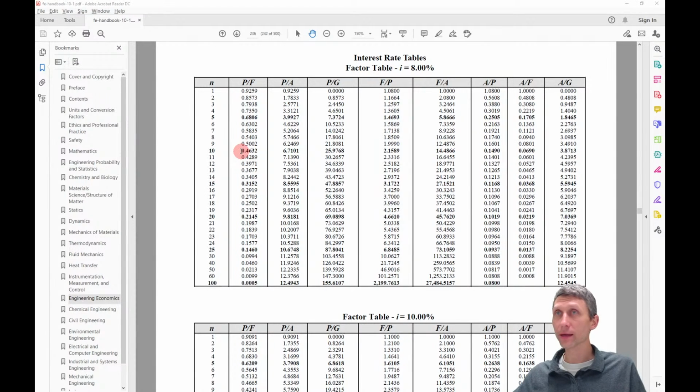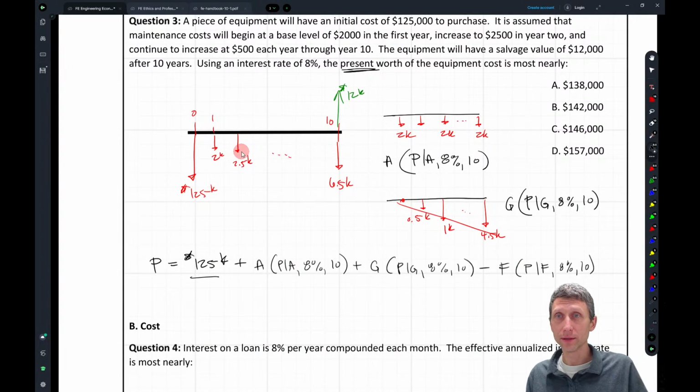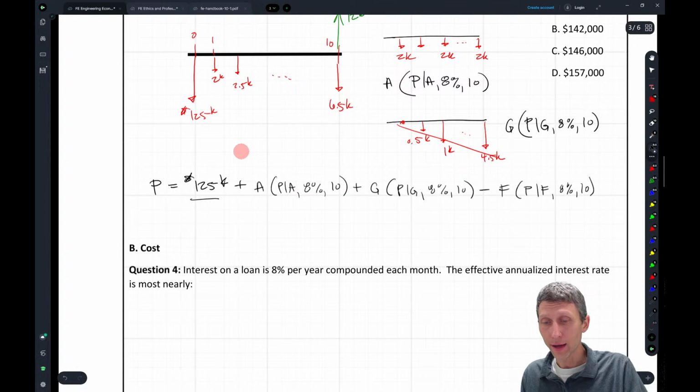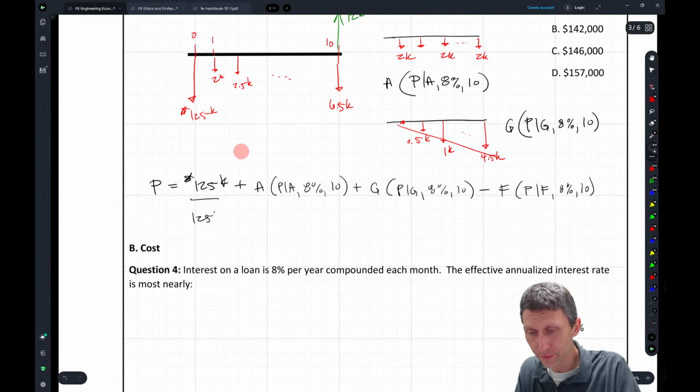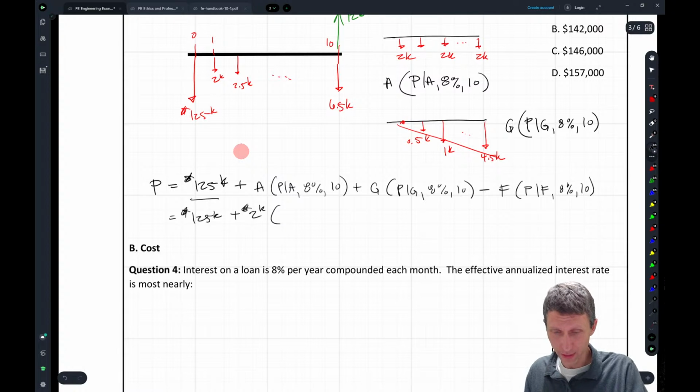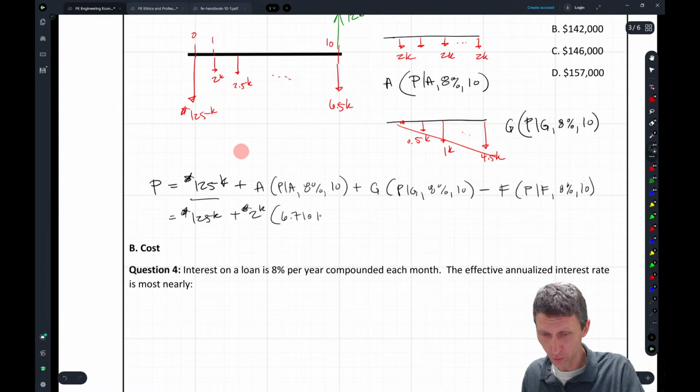So let me come back. I'll write those in and we'll make this work. I'm going to keep my 125,000. I'm going to say my annual, which is going to be 2,000 times the P given A of 6.7101, plus my gradient, which is going to be 1,000.